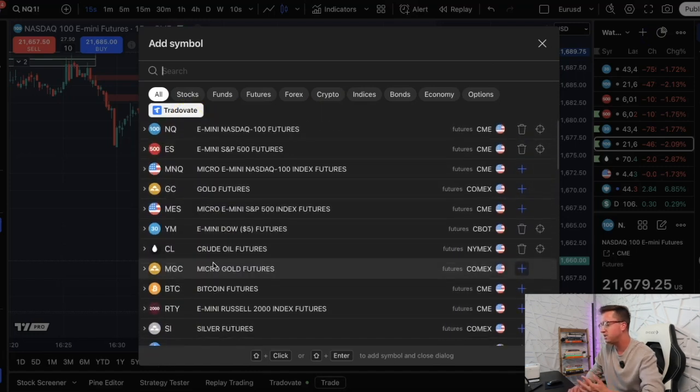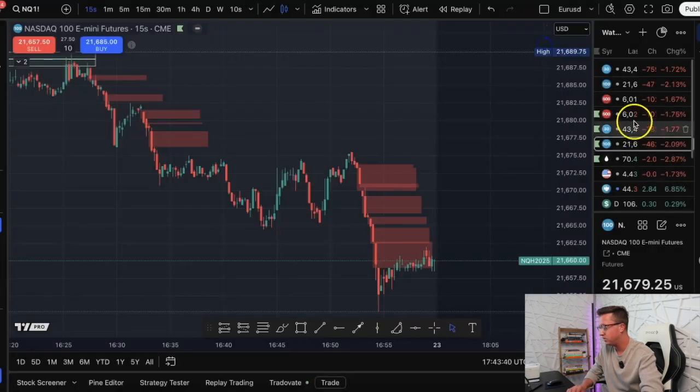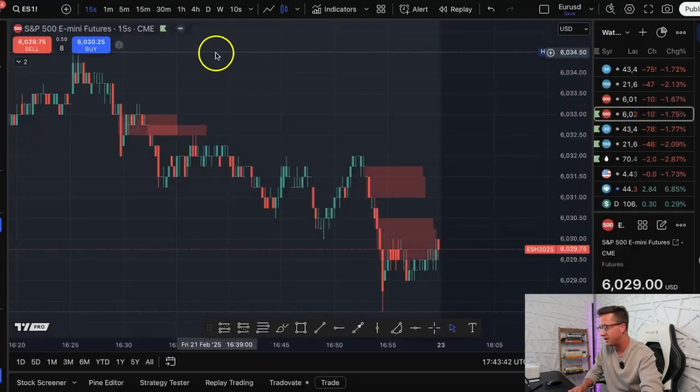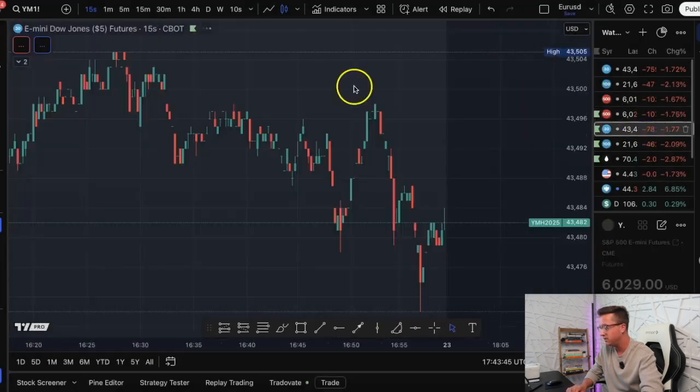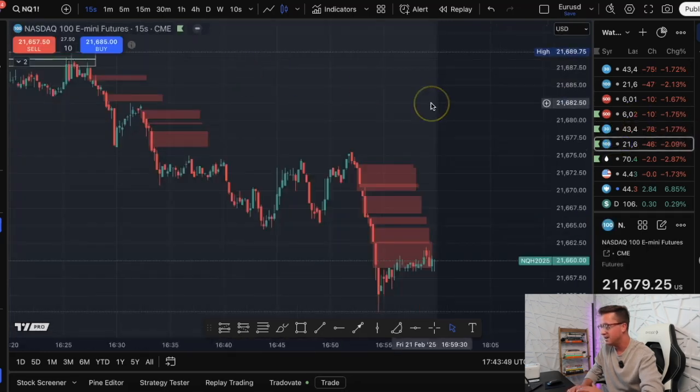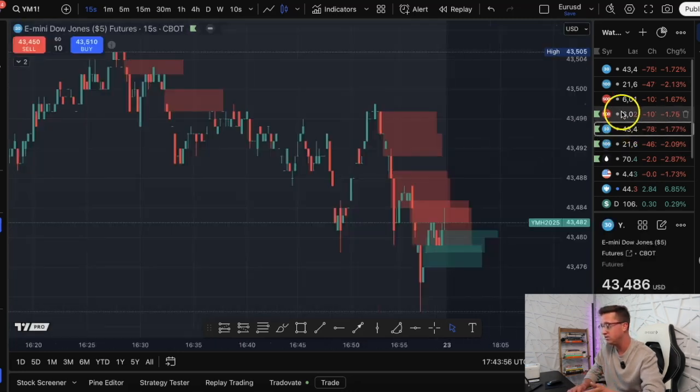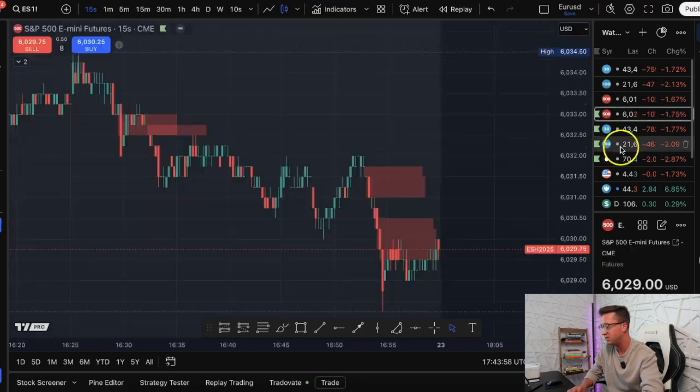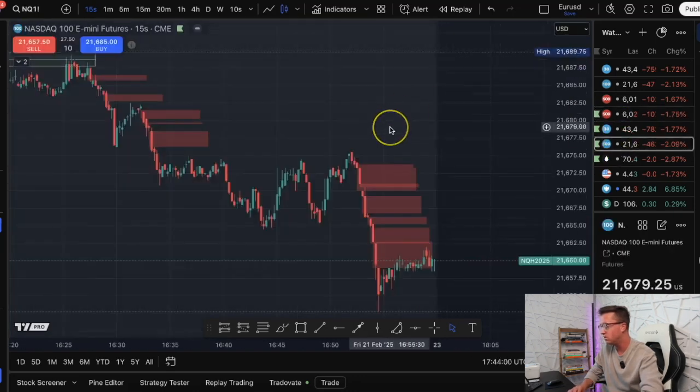For this strategy, we're going to be focused on the E-mini NASDAQ, the E-mini S&P 500, and the E-mini Dow. Now, as we go to these different assets, we have the S&P 500, we have the Dow Jones, and we have the NASDAQ. I like to focus mainly on the NASDAQ, but hey, this strategy does work on US 30 or the Dow Jones and the S&P 500. So we're going to be doing all of our note taking on NAS 100.